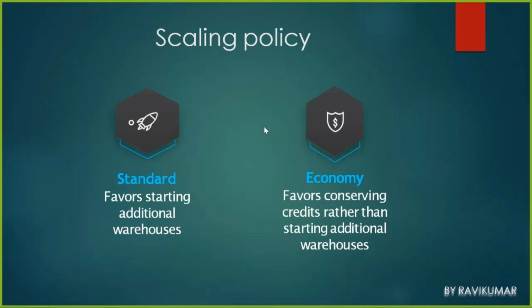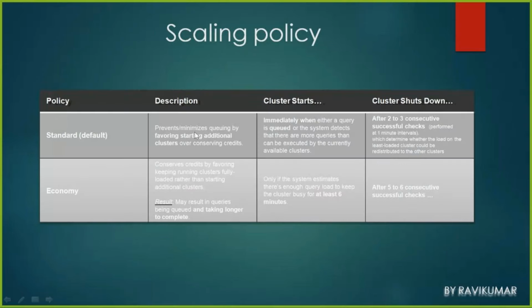But economic means it's budget friendly. It tries to keep the load engaged within the existing cluster. It doesn't add a cluster immediately. After 5 to 6 consecutive checks only it will be added. Standard means it prevents queuing by favoring adding additional clusters over conserving credits. Immediately when a query is queued or the system detects that there are more queries than the currently available clusters can handle, it will start a cluster. One more cluster added. The cluster goes down after 2 to 3 consecutive checks.